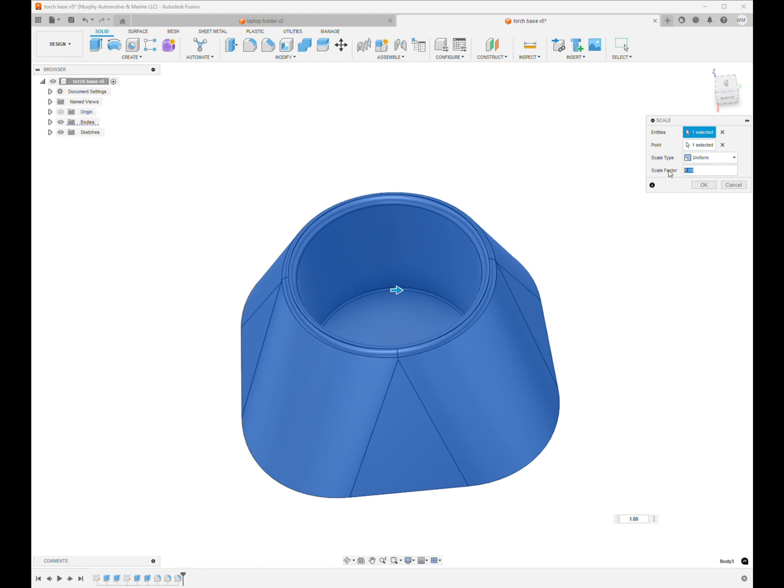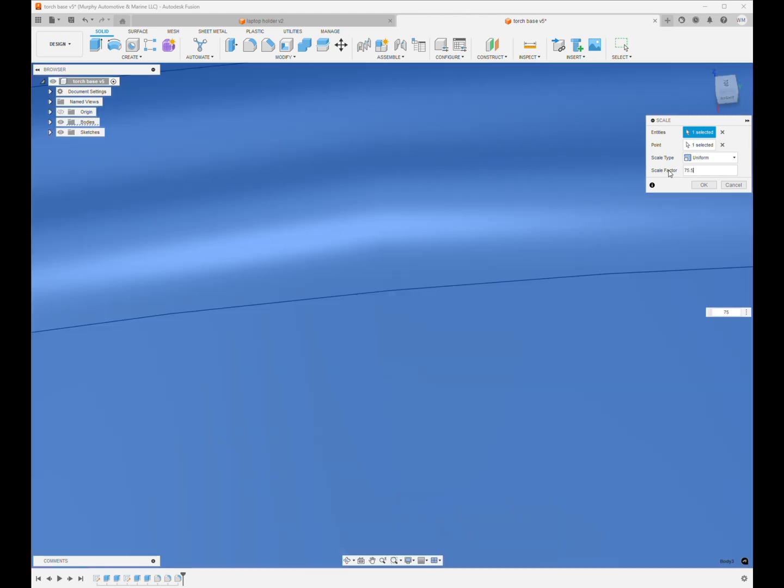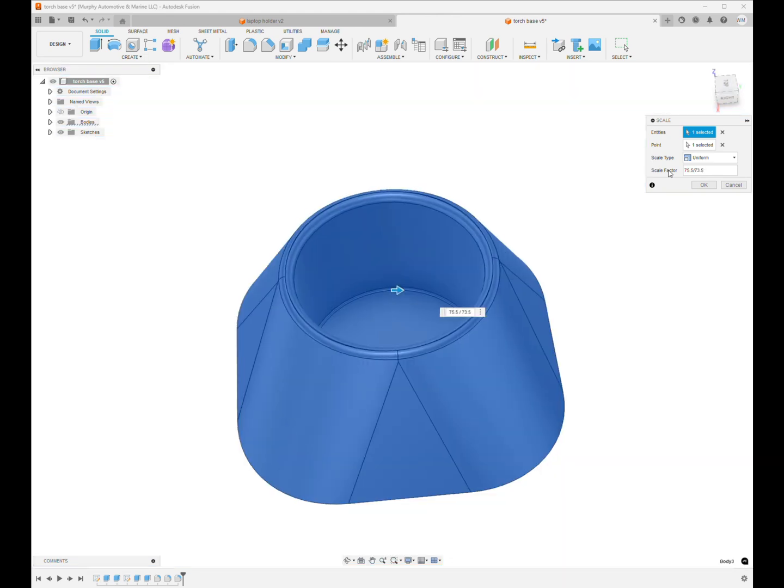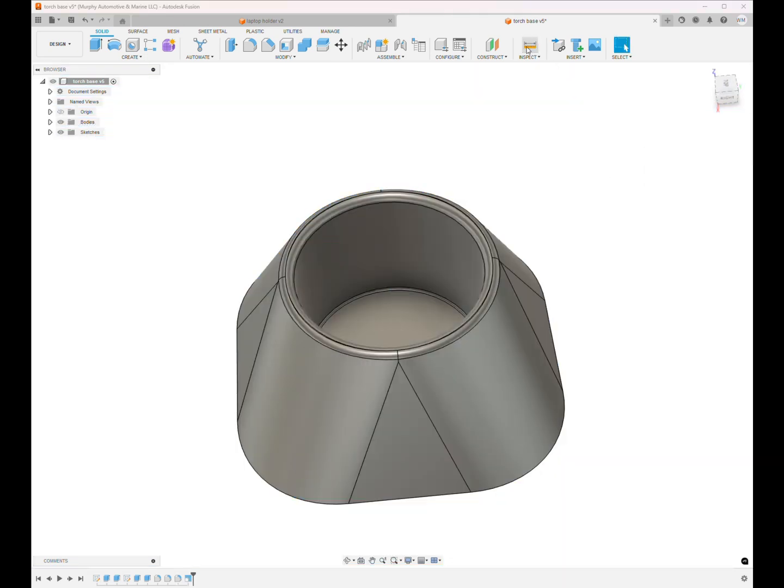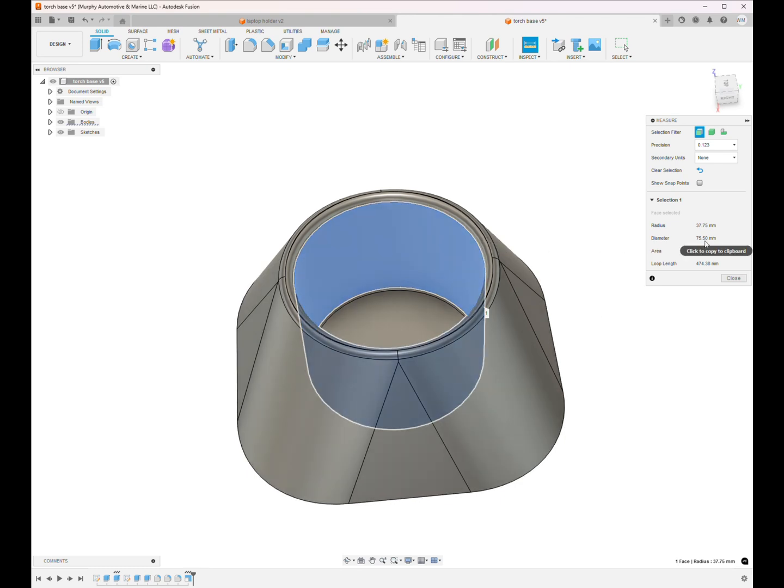But thankfully Fusion 360 lets you do functions instead of just pure numbers. So if I want my new circle to be 75.5, my old circle was 73.5, instead of doing the calculations to figure out what factor that is, I can just simply type 75.5 divided by 73.5. And then now that new inner circle will be exactly 75.5.